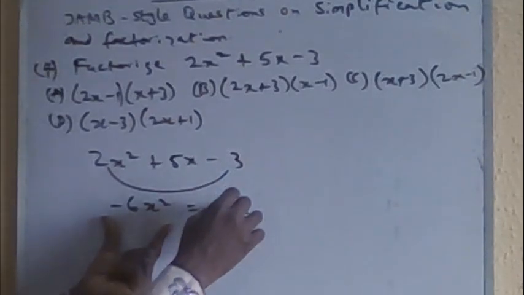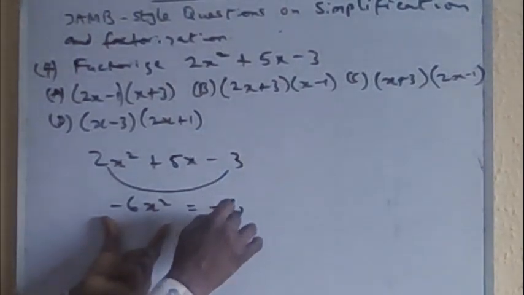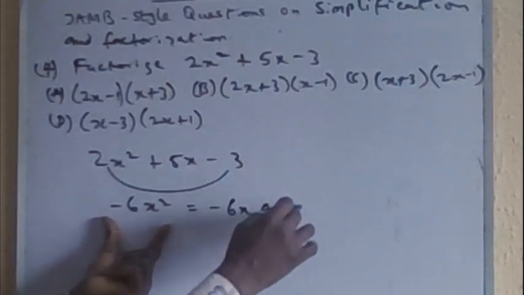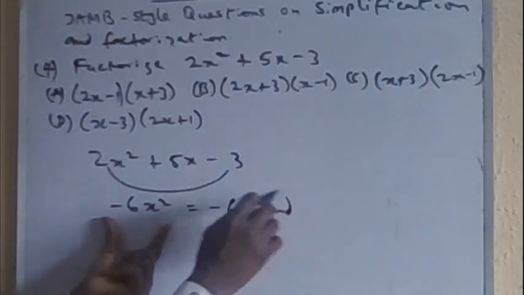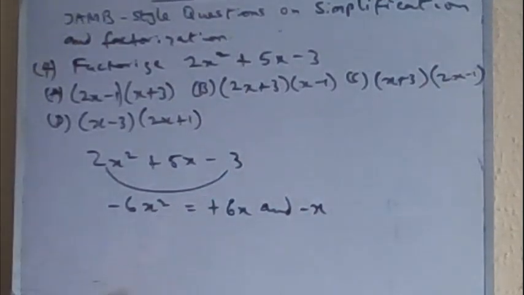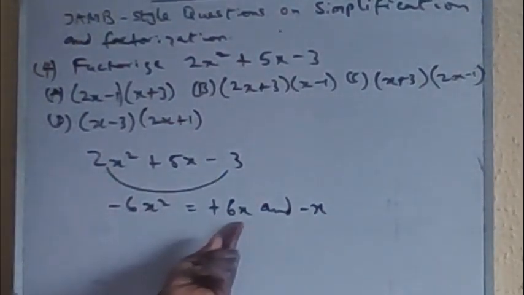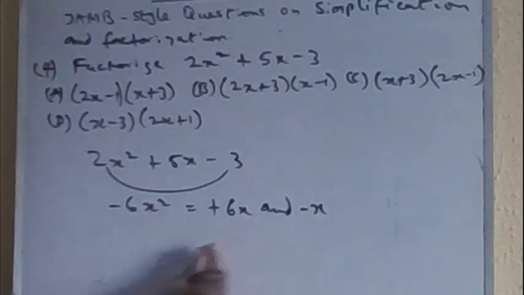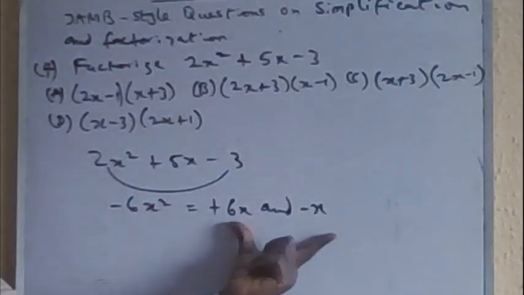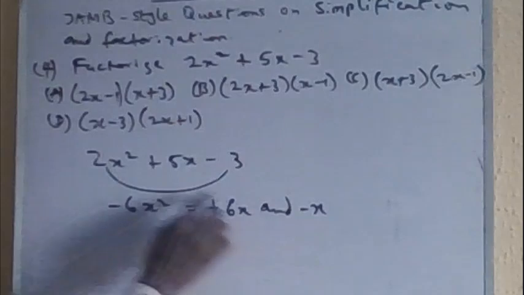Okay, let me use minus 6x and minus x. Okay, that will not go. I think this is better. So plus 6x and minus x multiply themselves will give me this, and if you add these two, will give me this. So this is better. So let's replace the middle term with this.